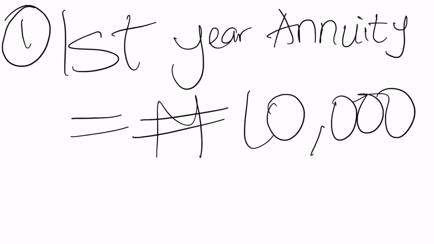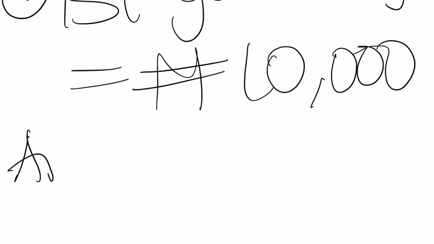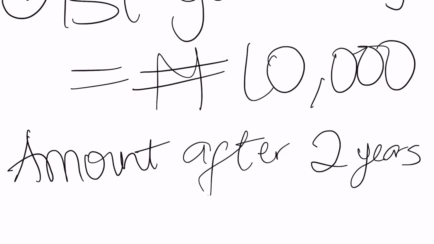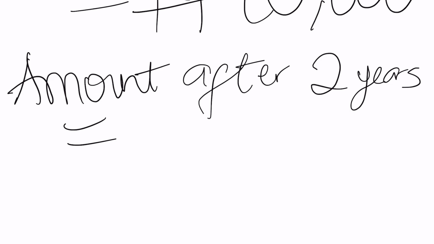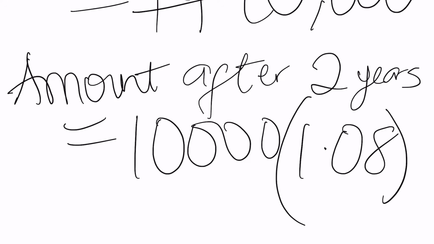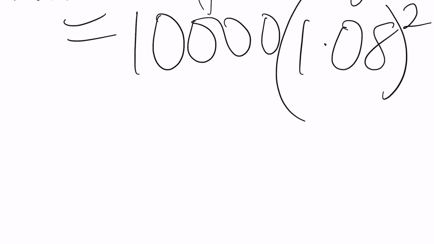Now, let us find the amount after 2 years. The amount after 2 years will now be 10,000 naira into bracket 1.08 all squared. Where do you get this?